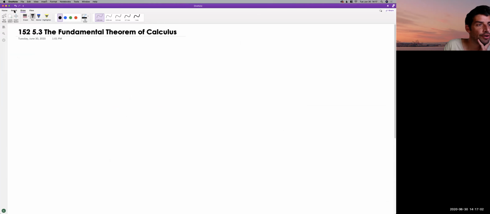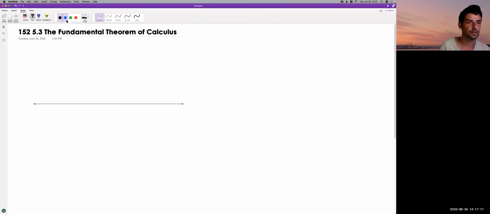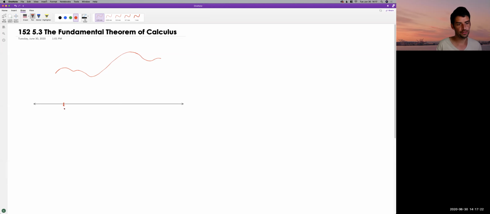All right, so let's draw an arbitrary function. Let's make it red maybe. So here's some function, okay? And let's say this function is continuous from A to B. Again, I'm only drawing the x-axis, not the y-axis. It's only going to complicate this function. Let's give this function a name. I'm going to call it f.